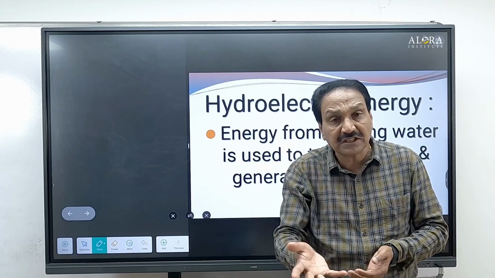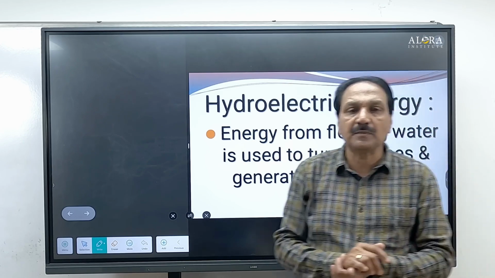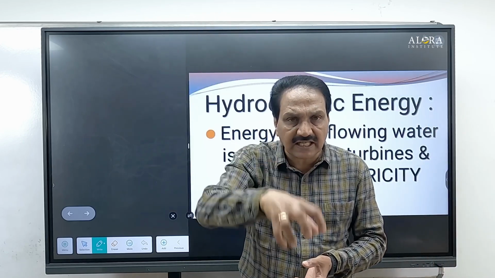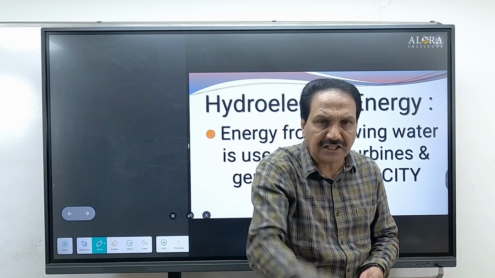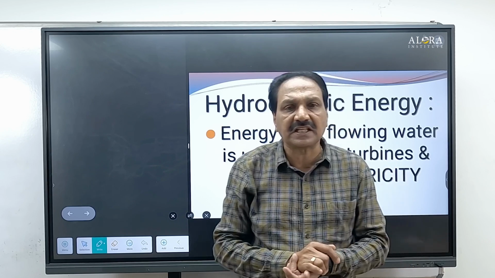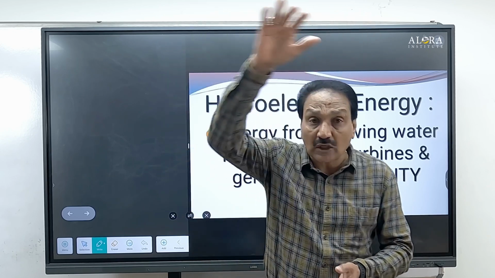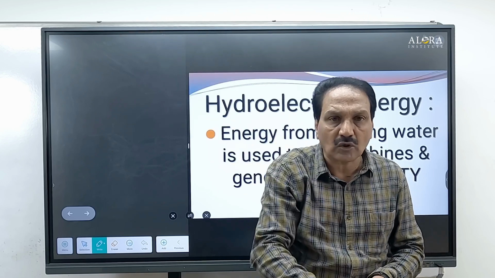But what about that potential energy which has decreased? That is converted into kinetic energy, because when a body falls freely under gravity, gradually its velocity increases. So kinetic energy increases during the fall, and the potential energy decreases. But at the bottom, the total energy will remain the same. Whatever the total energy at the top, the same will be the total energy at the bottom.